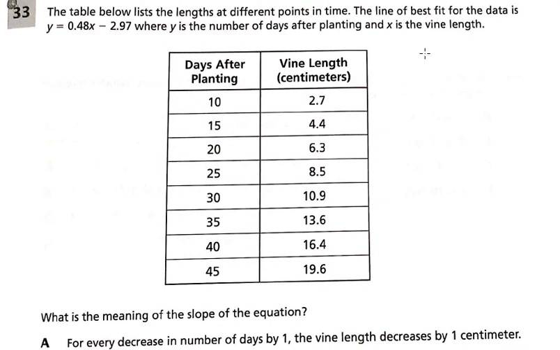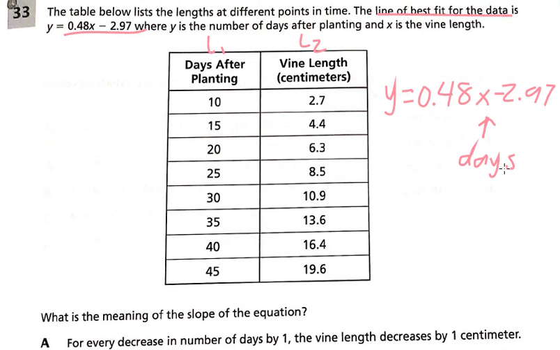All right, so this is one of those questions where they give you the table and the table confuses you, but it tells you that the line of best fit for the data is this equation right here. So basically what they did is they took this data, put it into L1 and L2, ran the equation, and got y equals 0.48x minus 2.97. So x here in our table is our days after planting. So that's going to be days.